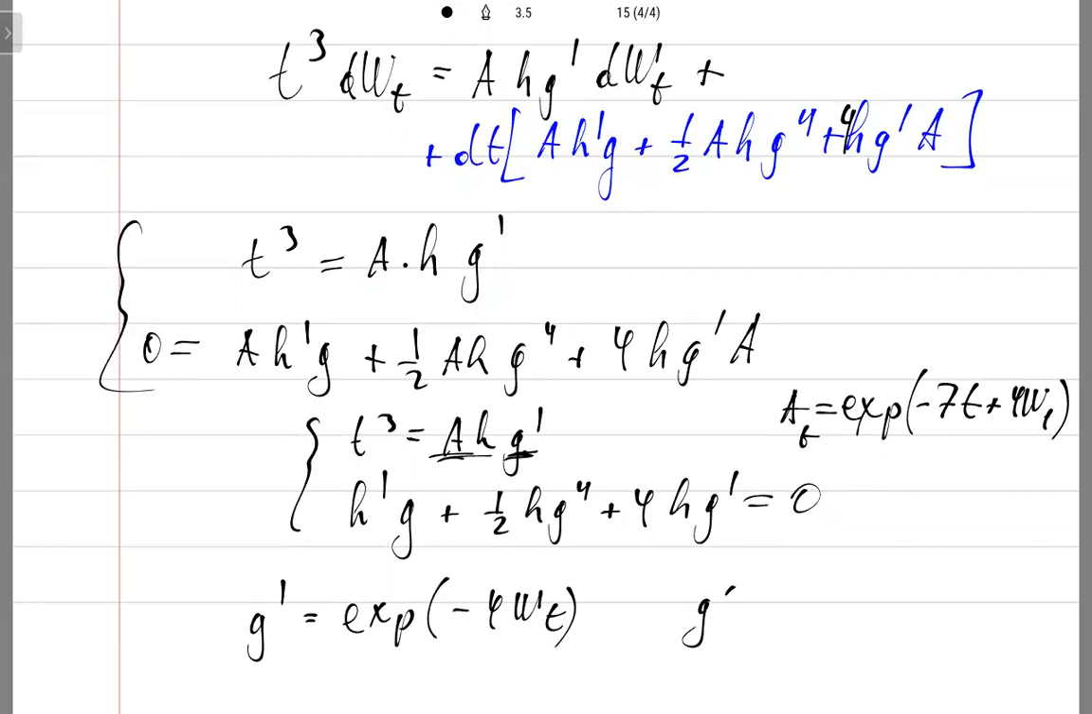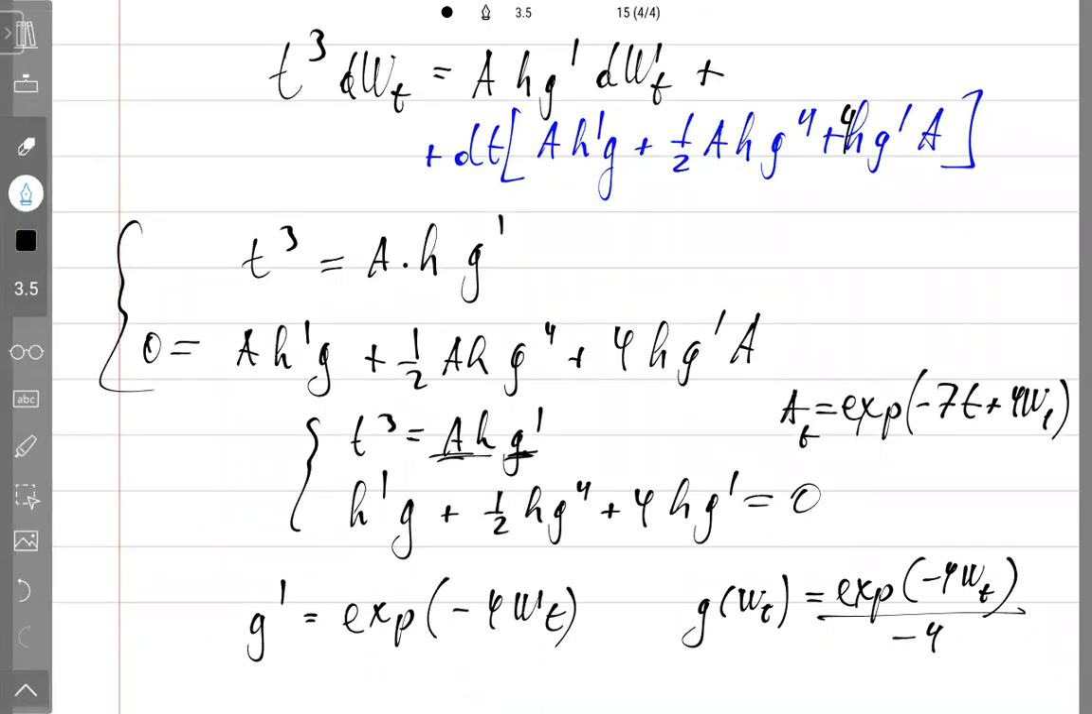So I have g of wt. The only way is to have it exponent minus 4wt divided by minus 4. Yes. So that's the only way to cancel randomness. So we have h, and I think we will arrive finally at a contradiction. Yes, probably we will. Exponent minus 4t.